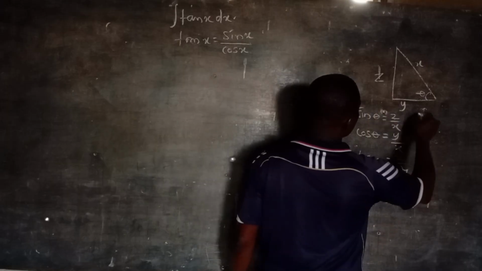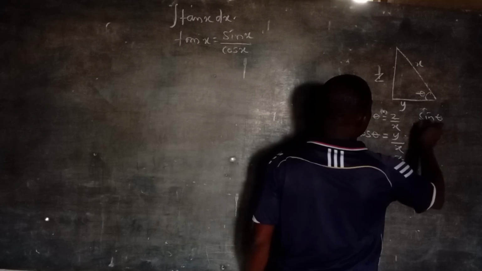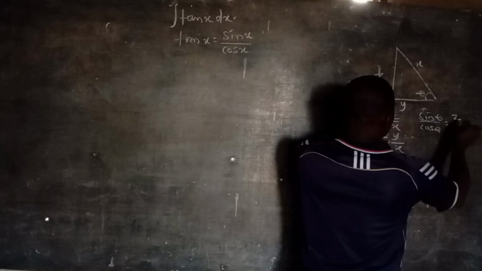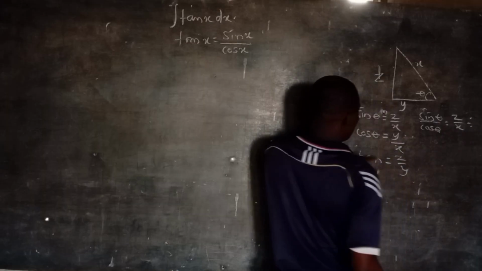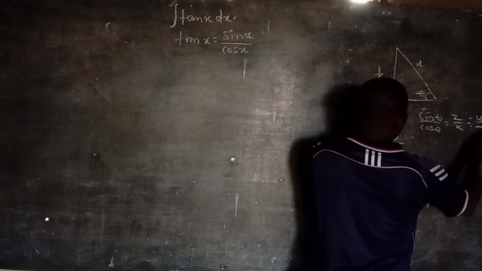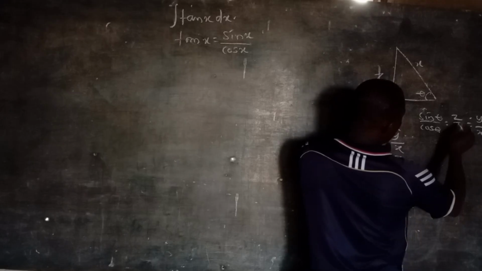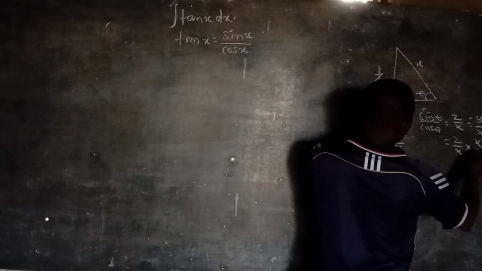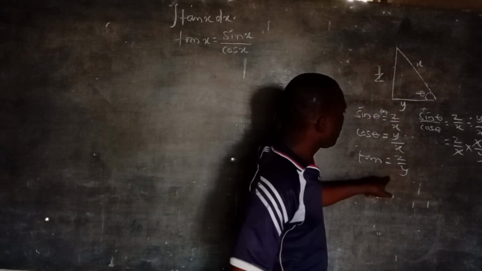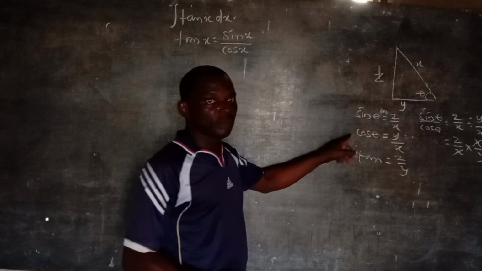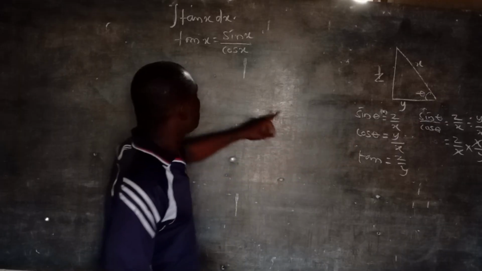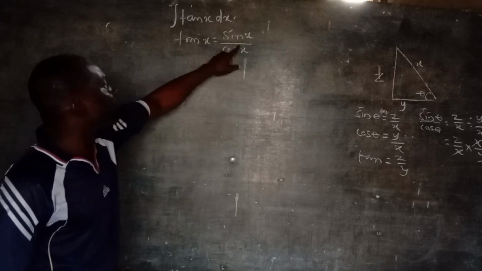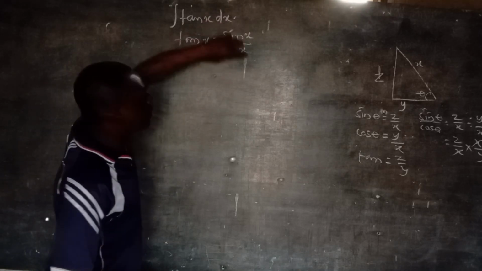So let's just divide this. Let's divide sine theta by cos theta. So this is z over x divided by y over x. So this will turn out to be z over x times x over y. So you see that when you find the ratio of sine divided by that of cos, this is what you get. So tan x is sine x over cos x.